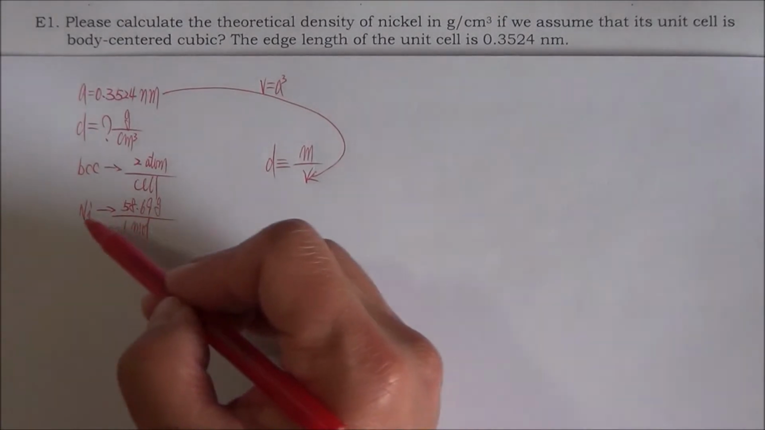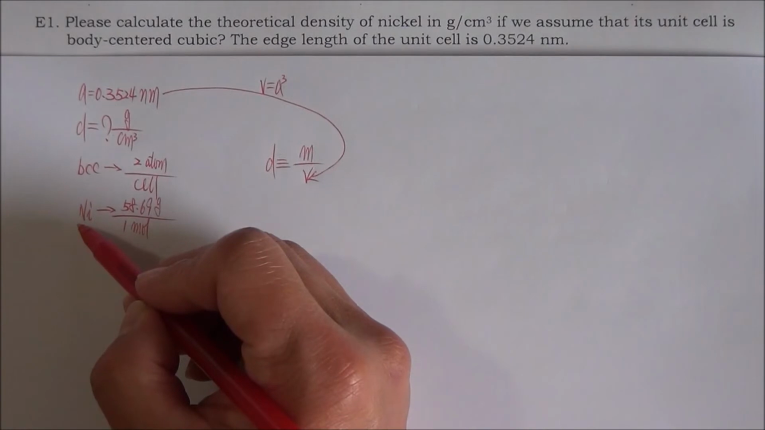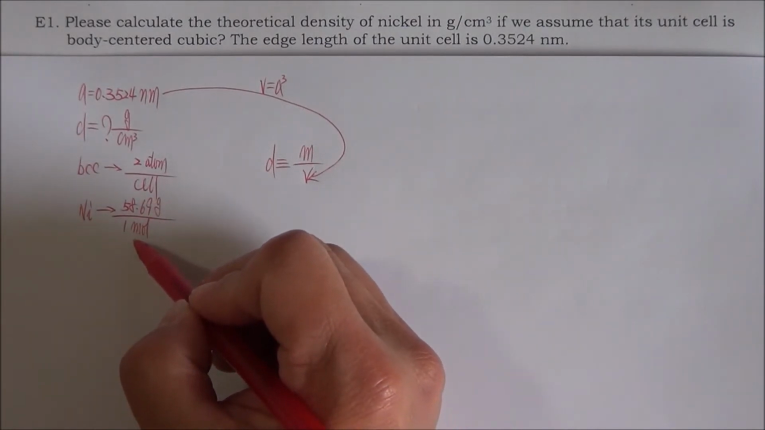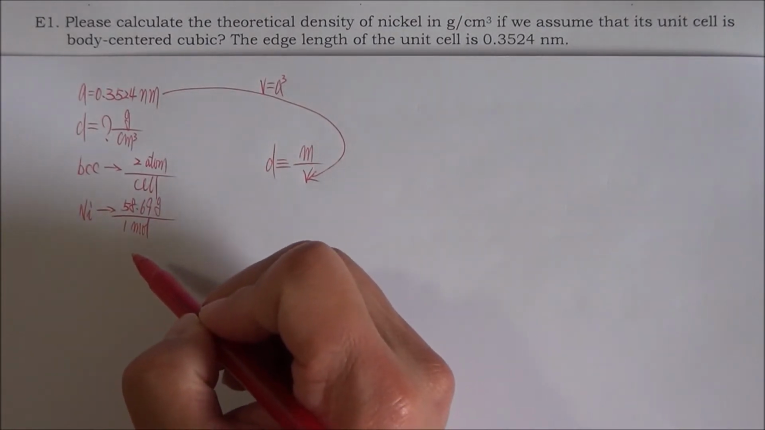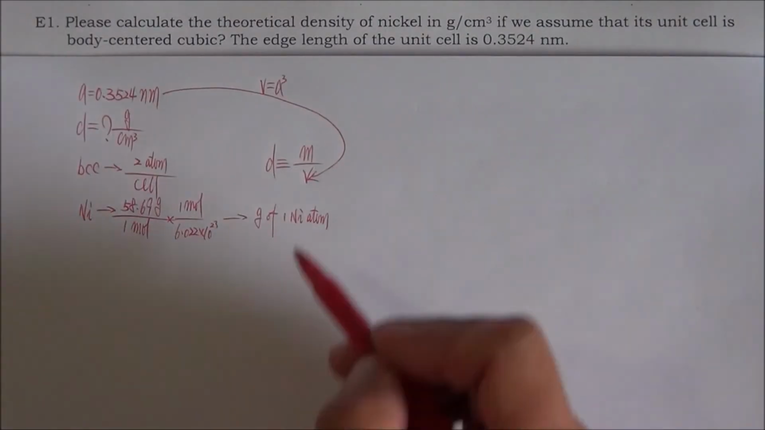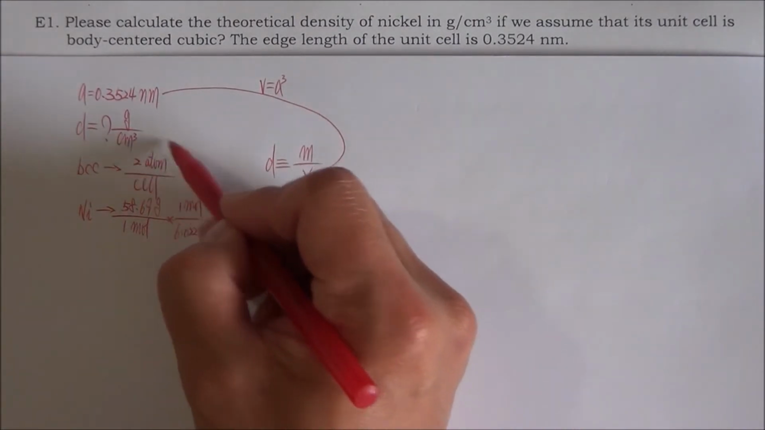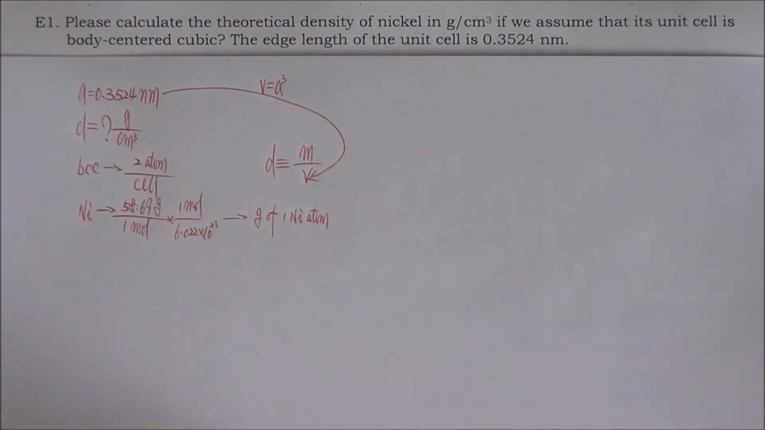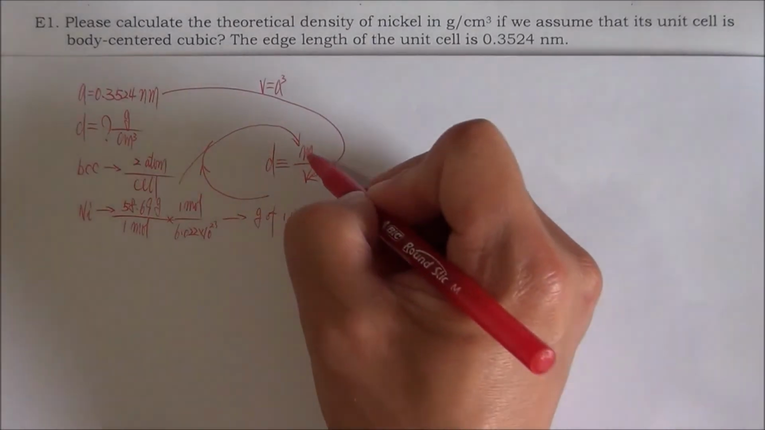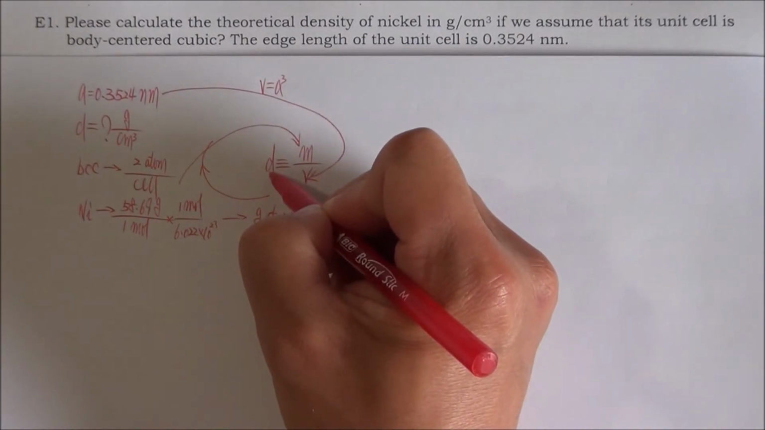Well, from the atomic weight of nickel, we can find the mass in grams of 1 nickel atom. Because we know for each mole of nickel atoms, it has Avogadro's number of nickel atoms. If we know the gram of 1 nickel atom, and we know we have 2 atoms per unit cell, we can calculate the mass of 1 unit cell. Well, if we know the mass of the unit cell and the volume of the unit cell, we can calculate the density of the unit cell.